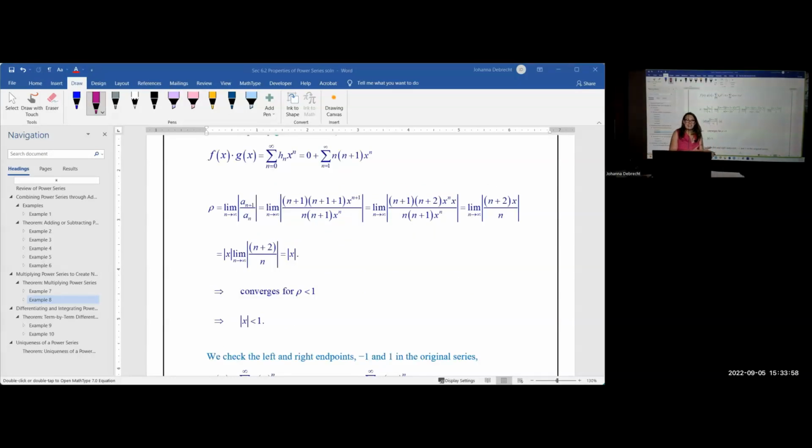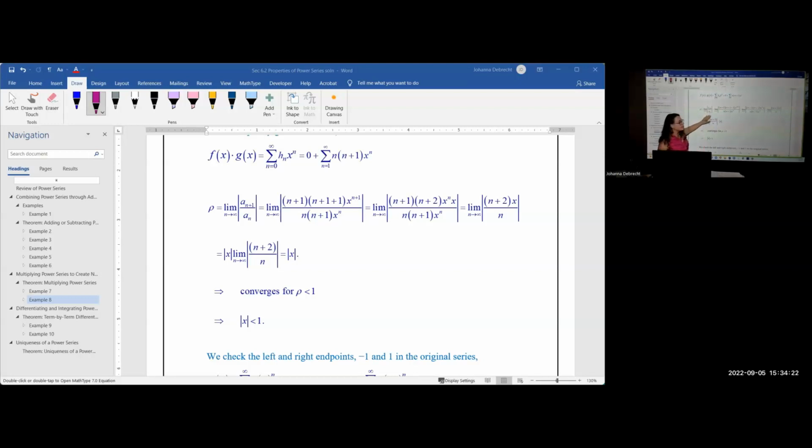Okay, I'm glad I caught that error. It doesn't change the value of the limit, but it would look wrong because I forgot about the n plus 1 factor that was in the expression for the power series. So this is our power series. Remember that h sub 0 is 0, so the first term drops out. And then we apply the ratio test.